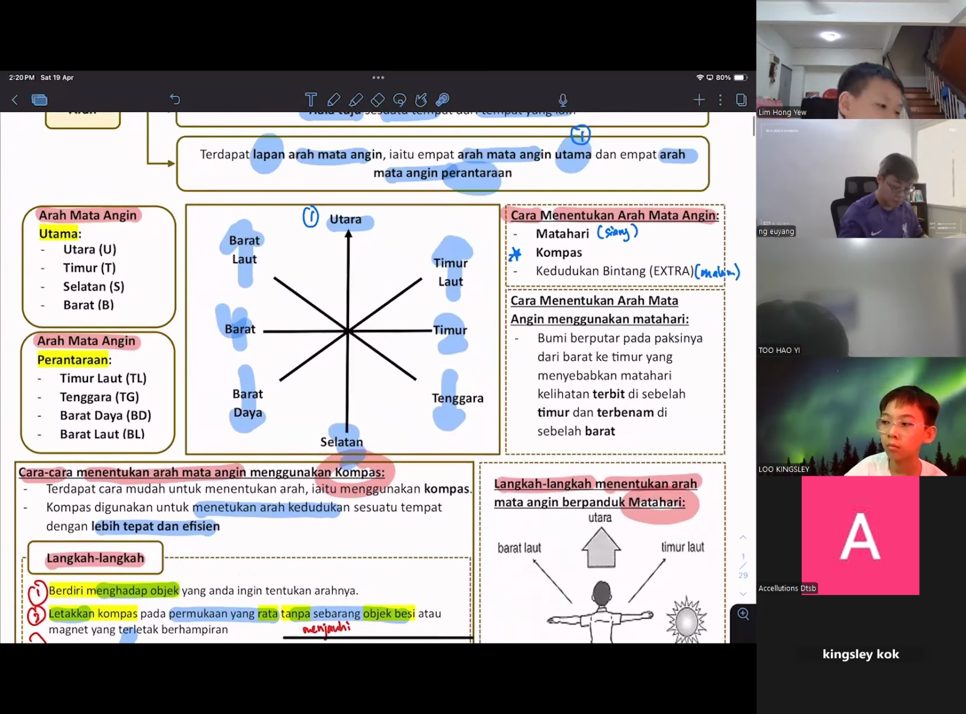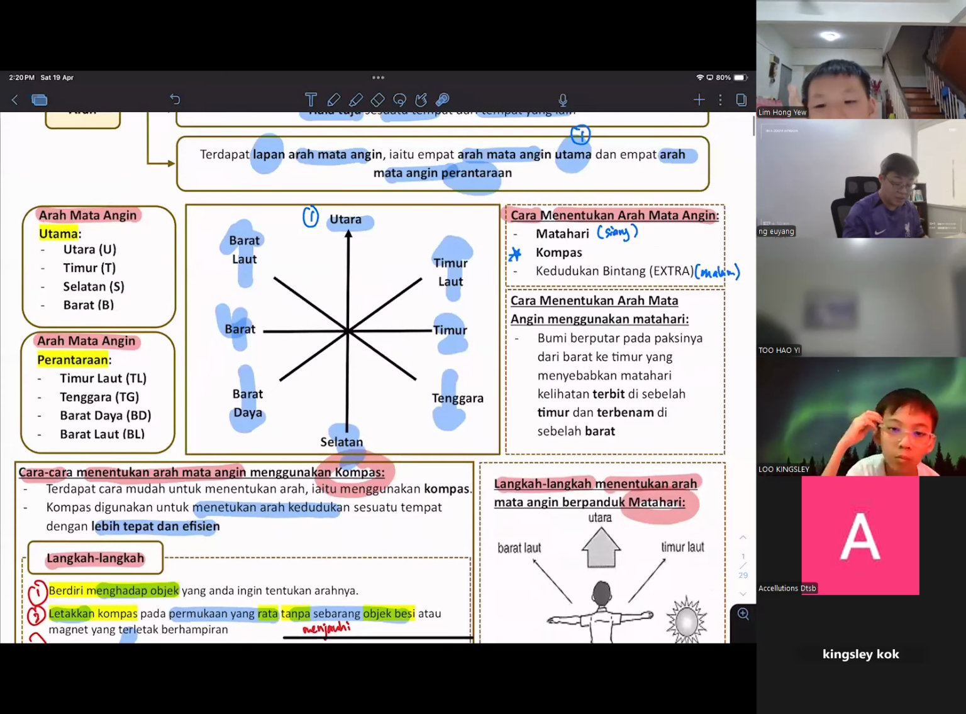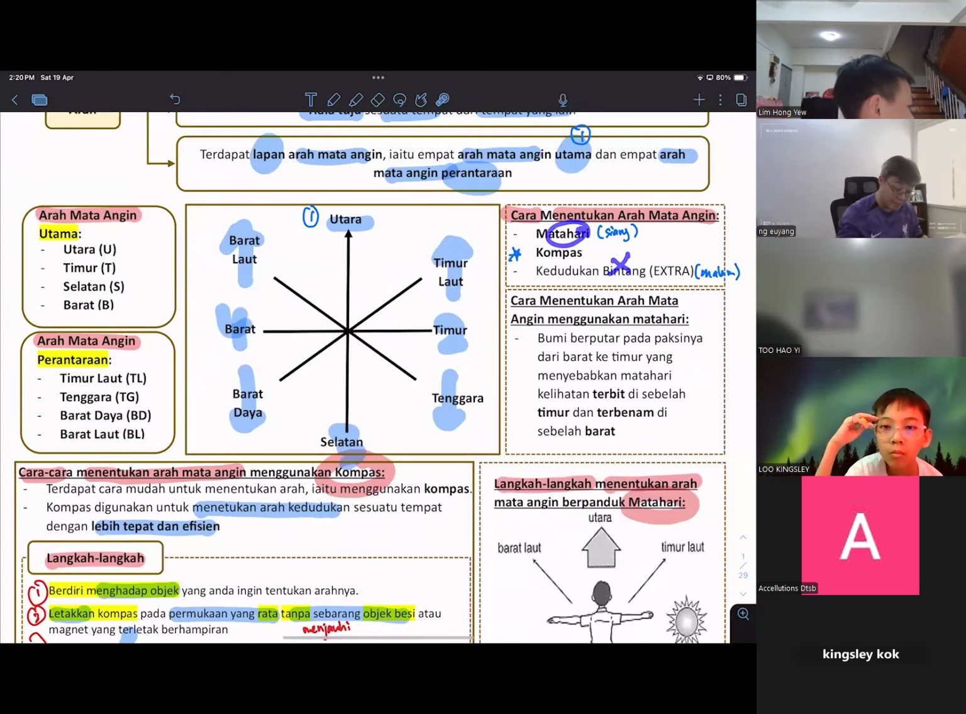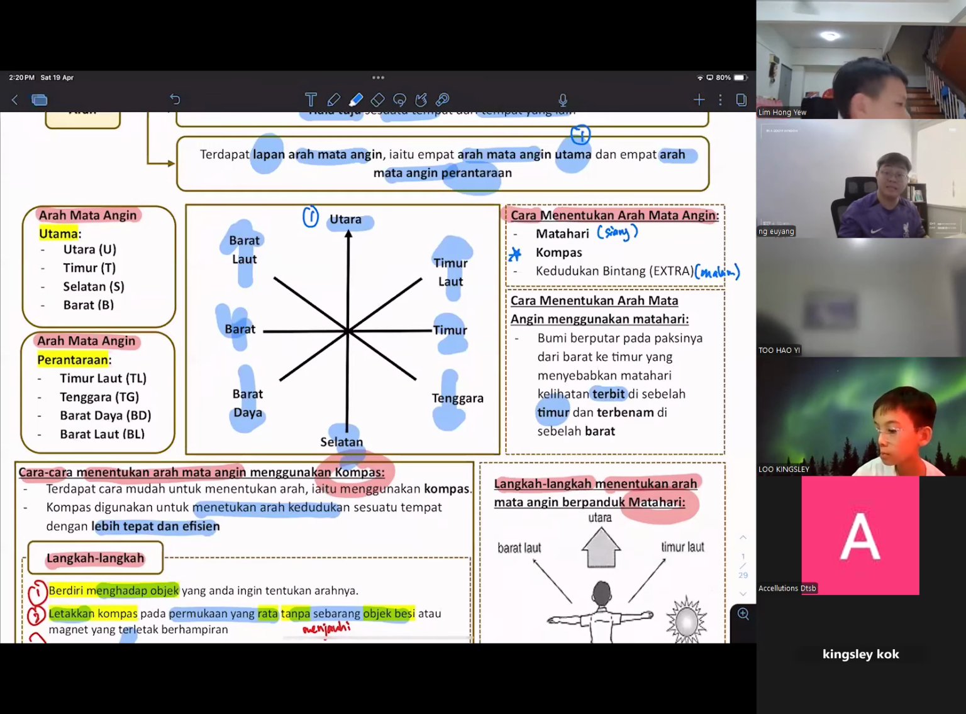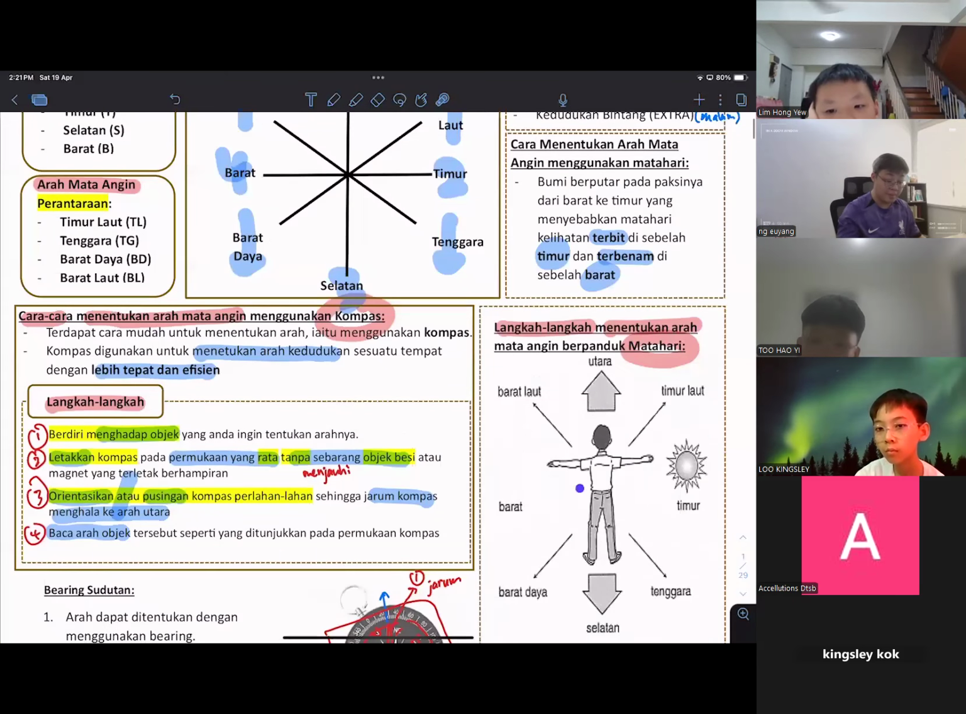So the next part, we don't need to refer to the bintang, just focus on the next part, which is matahari. So remember, matahari always rises at the east and sets at the west. So which means we have 2 different methods, because according to the textbook, we are supposed to use our face facing the sun. So which means timur.